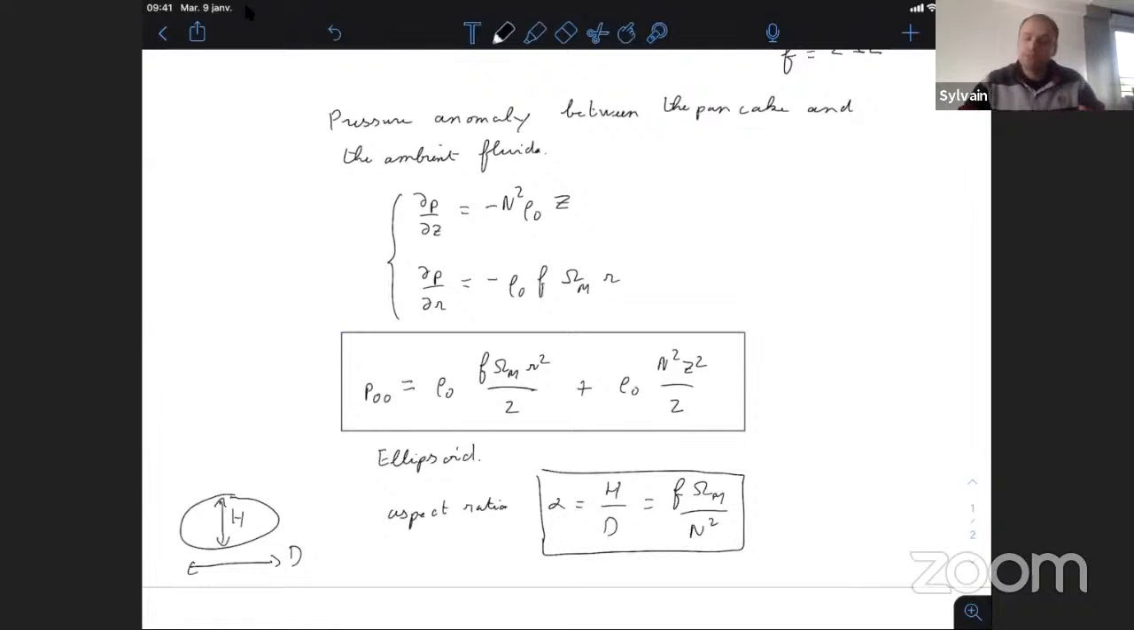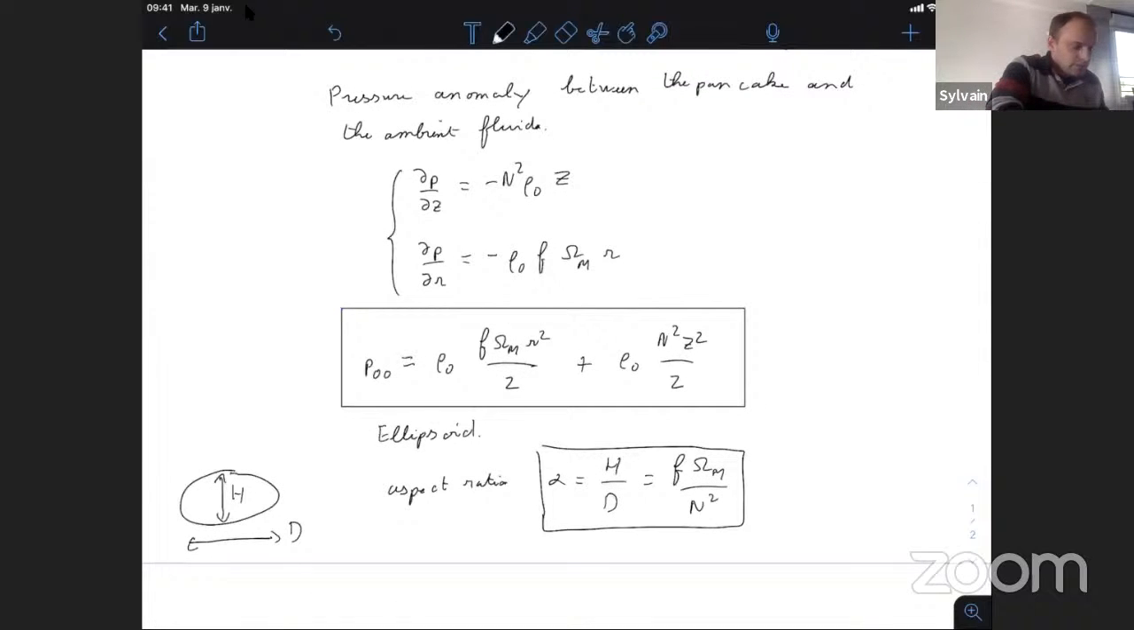It's also in very good agreement with the experimental results that I have shown in the movie. So knowing the stratification, f and omega m, you can calculate alpha and you get very nice results in comparison with experiments. This is due to the fact that the stratification plays as a restoring force, and it's similar for the Coriolis force.